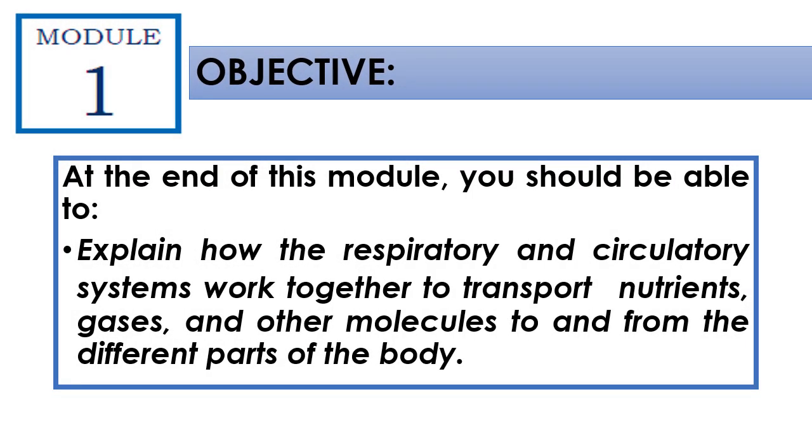Today, let's start our Module 1 objective. At the end of this module, you should be able to explain how the respiratory and circulatory systems work together to transport nutrients, gases, and other molecules to and from the different parts of the body. This is our main objective, but of course we have some other objectives, so let's try to get to know more.